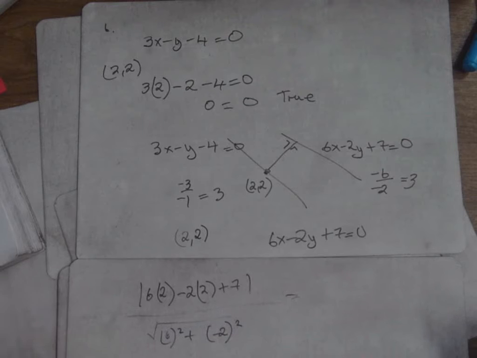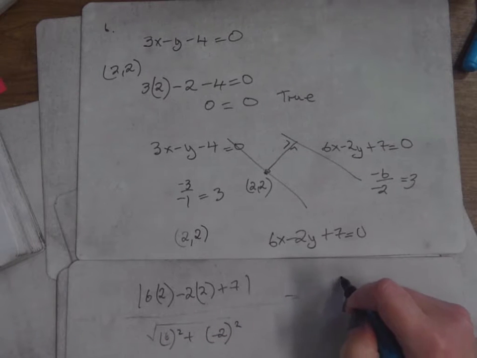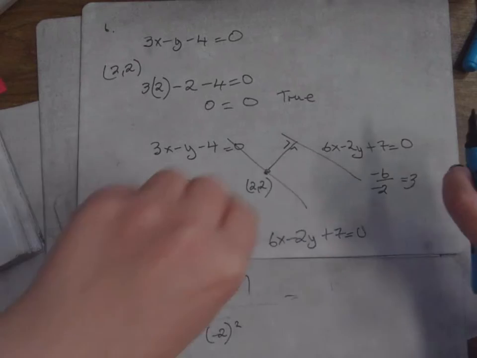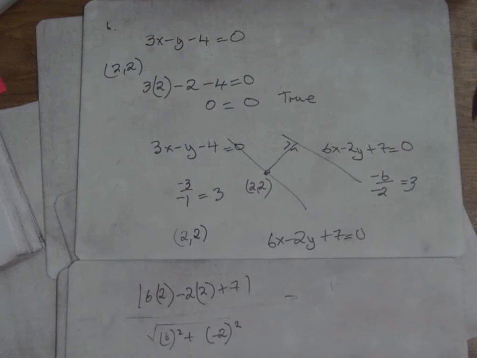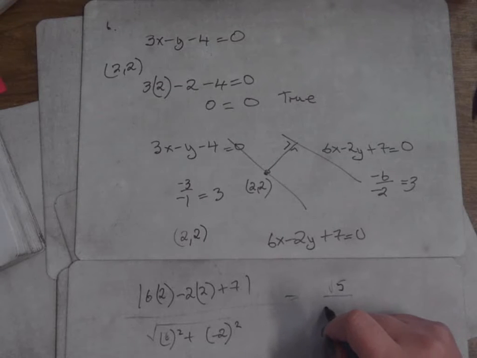Sorting that out on top, that's 12 minus 4 plus 7, that's 15, isn't it? 15 over, that's 15 over the square root of 40. Okay.